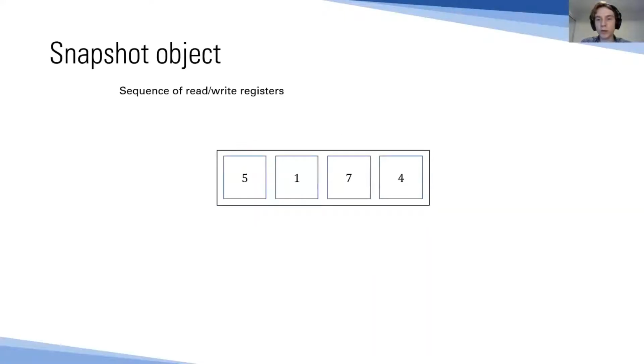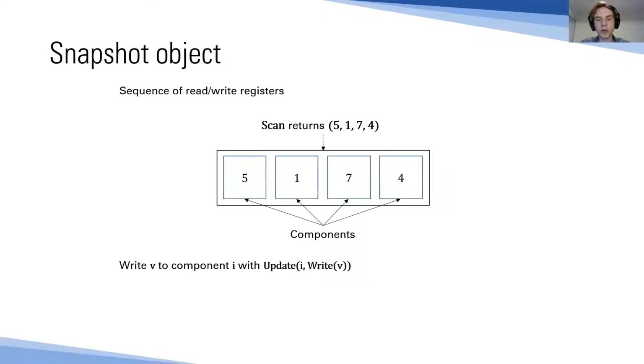A well-known way to address this problem is to use a snapshot object, which is a sequence of read-write registers called components of the snapshot. Snapshot objects support the scan operation, which simultaneously reads all of the components. Each of the components can be written to independently with the update operation. So for instance, you could write 2 to the first component of this snapshot object with an update(1, write 2) operation.